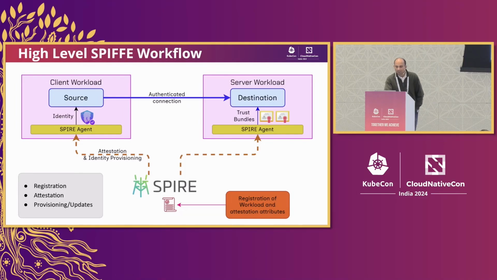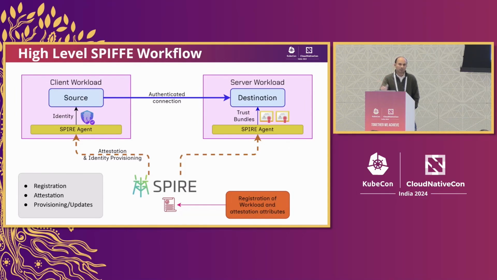So here what you see is the Spire server. Registration of workload and attestation attributes happens here. The second is the Spire agent. There is a client workload and the server workload, and both of them are attesting. There is a Spire agent here, which is co-located along with the application. There are multiple deployment models here, folks. It's not necessary that the application itself has to change to make use of something like this.